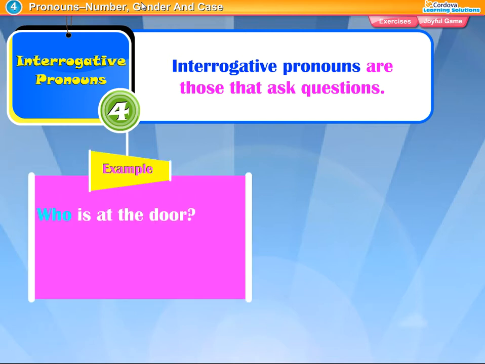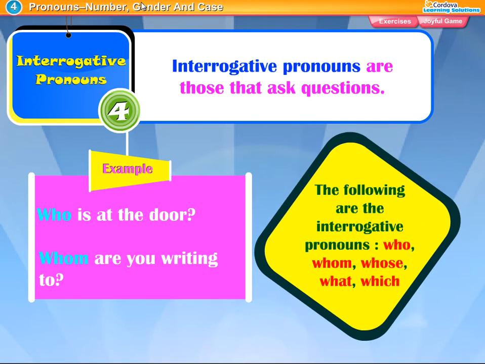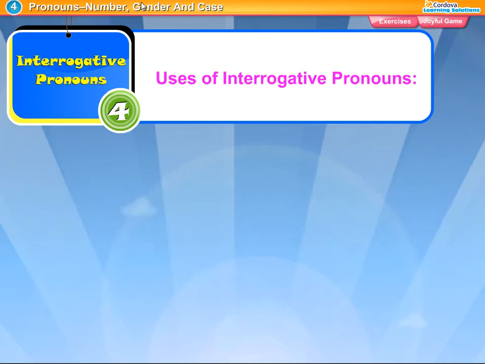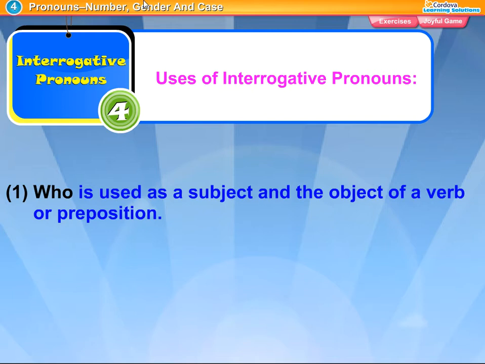Examples: Who is at the door? Whom are you writing to? The following are the interrogative pronouns: who, whom, whose, what, which. Uses of interrogative pronouns. 1. Who is used as a subject and the object of a verb or preposition.